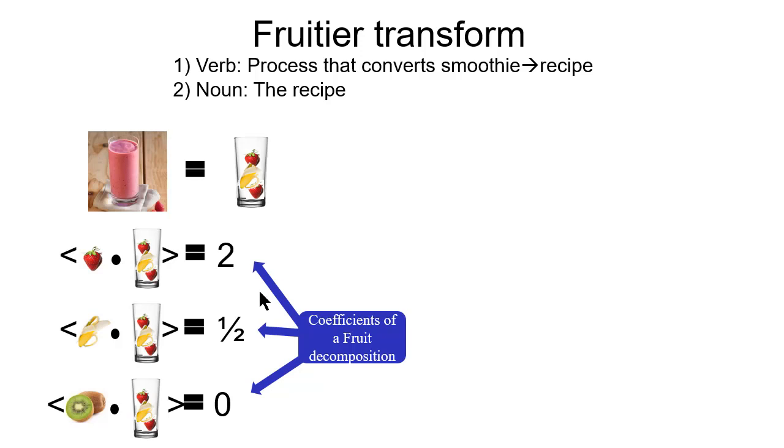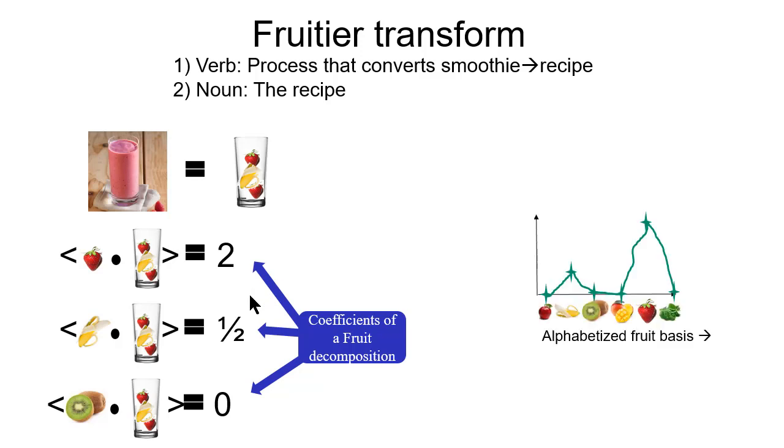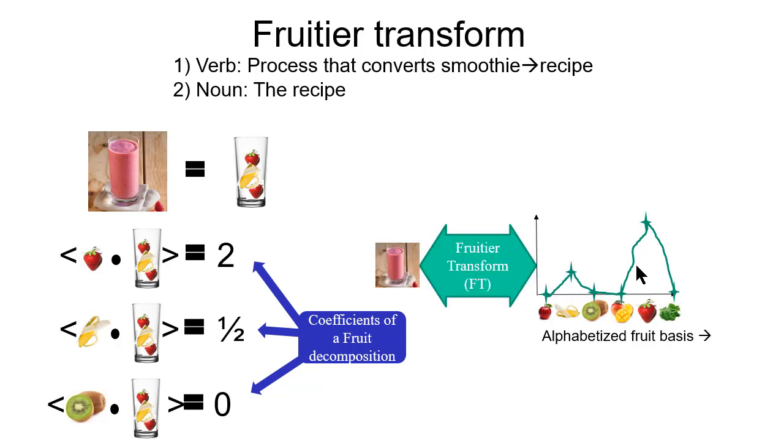Taking it a step further, you can take those coefficients and you can plot them on some kind of axis. And now you can step back from the whole process and say, okay, this thing on the right that I solved for is the transform of my mystery smoothie. So we also use transform as the noun, as the recipe that you come out with.